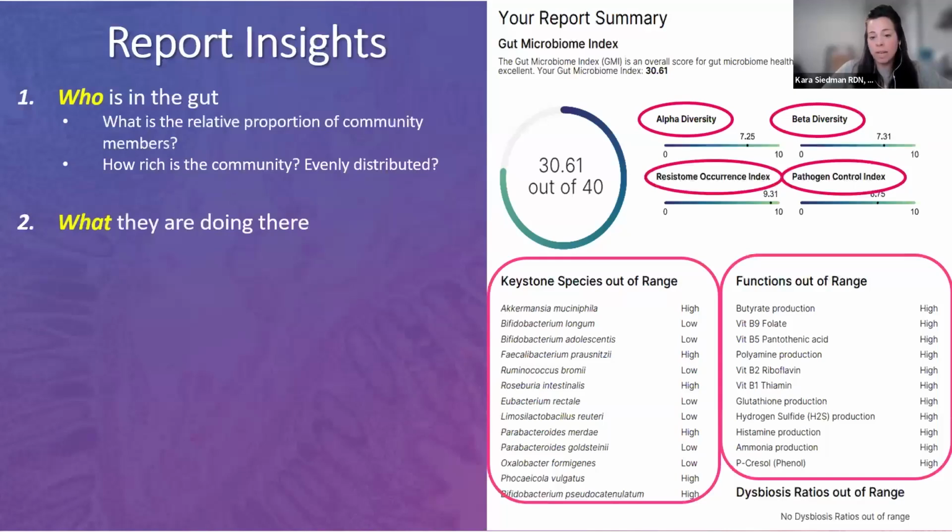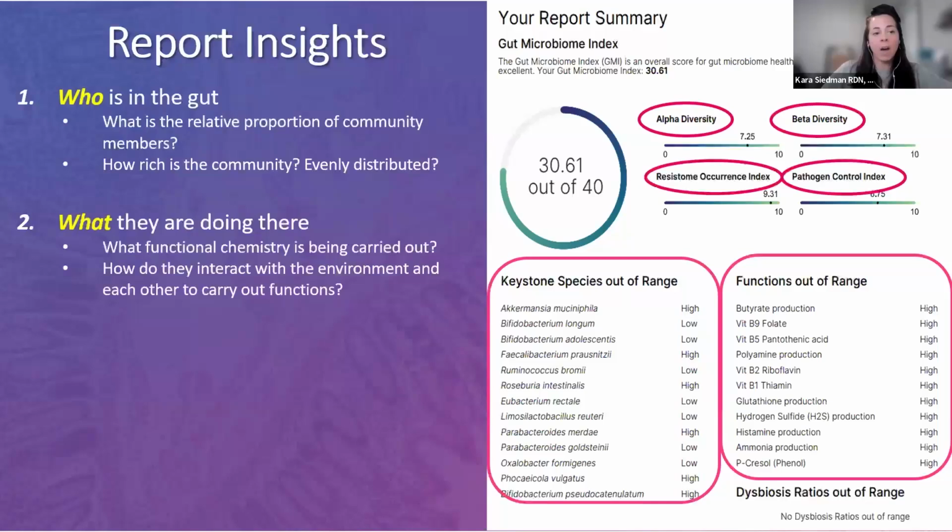What are they doing there, right? So what functional chemistry is actually being carried out, and how do our microbes interact with not just the environment that they're in, but with each other to carry out their necessary functions? And we want to know, is there balance in that microbiome? Our microbiome is like Goldilocks, not too hot, not too cold. And we're going to learn that when we can have balance in the microbiome, this promotes immune homeostasis, and this helps to support the gut barrier. So a lot of the focus is on balance.